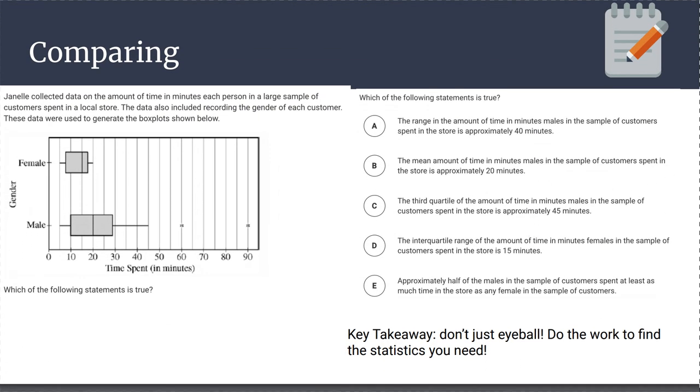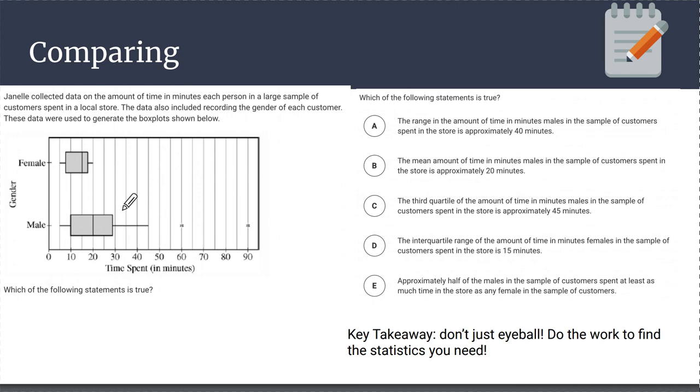Okay, here's another one. We got what looks like some parallel box plots here. Janelle collected data on the amount of time in minutes each person in a large sample of customers spent in a local store. The data also include the gender of each customer. These data were used to generate the box plots below. Which of the following statements is true?